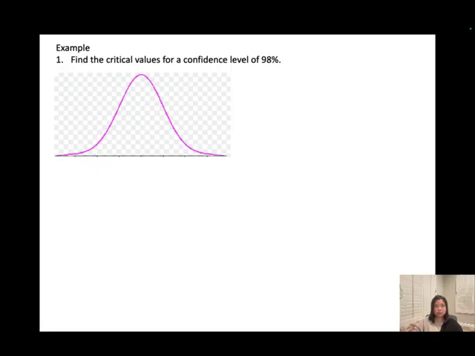Let's do it together. Find the critical value for the confidence level of 98%. So we're assuming 98% is going to be in the middle here, 0.98. And then we try to look for the area of each tail, which is going to be your alpha. So I'm going to do alpha divided by 2. And alpha, remember, is the total area 1 minus 0.98, divided by 2. So you're going to get 0.01 for each area. Add it up: 0.01 plus 0.01 plus 0.98 is going to be equal to 1. So I'm good.